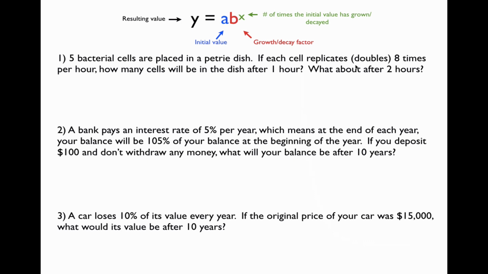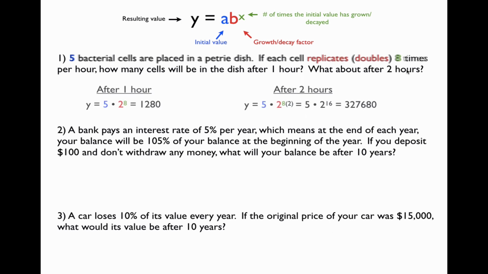And we do that 8 times per hour. So x is going to be 8 for 1 hour. And for 2 hours, it's going to multiply 8 times for the first hour, 8 times for the second hour, so that would be a total of 16. So our 2 equations should look like this.